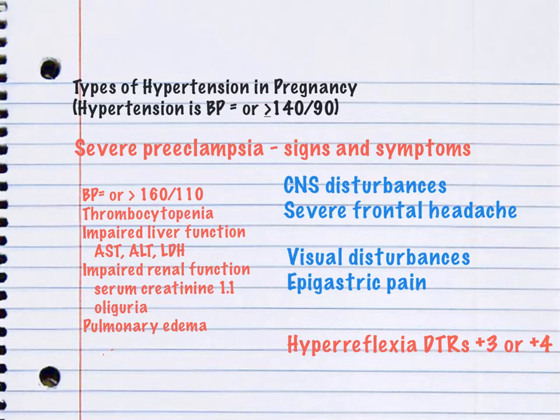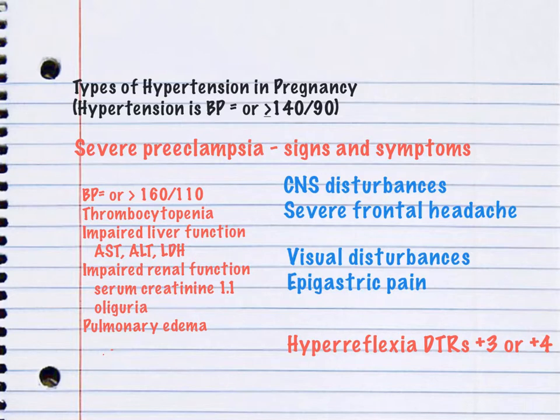Eclampsia is this preeclampsia that has progressed until you have a seizure. And when we talk about magnesium sulfate, we're going to talk about how we prevent seizures, and then we'll talk a little bit about what we might do to treat them. But that hyperreflexia is another sign that we can observe in a patient who has severe preeclampsia.